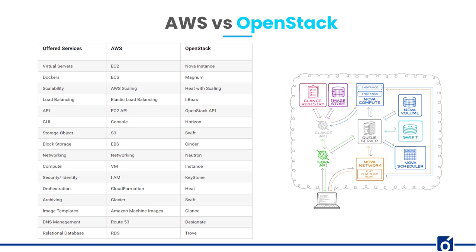For security identity, you already know that AWS provides IAM, but in OpenStack we have Keystone that provides role-based access control for users. And we have orchestration: you can see CloudFormation, with which you can quickly create infrastructure with the help of templates. The same thing we can also do with Heat. Heat also provides a templating based system through which we can automate our deployment of the IaaS services. Then for image templating, we have AMI in AWS, but in OpenStack we have Glance. Then DNS management: in AWS we have Route 53 and Designate in OpenStack. For the relational database, RDS in AWS and Trove in OpenStack. So some of the services are optional that you can deploy as per your need, but you don't need to deploy all the projects when setting up OpenStack.